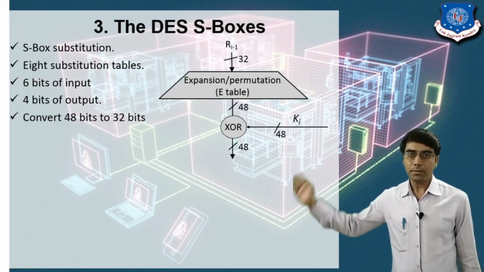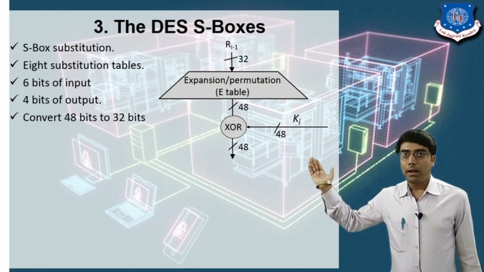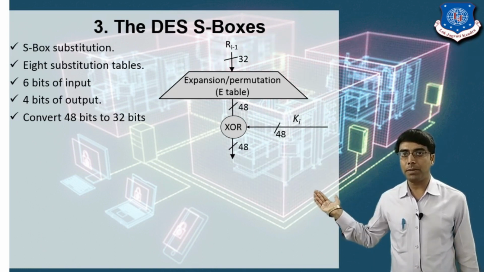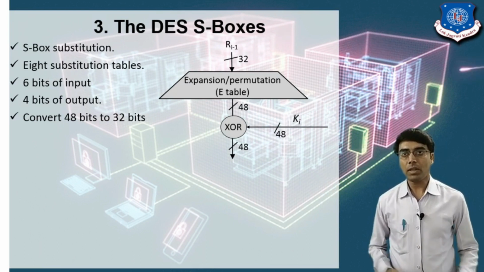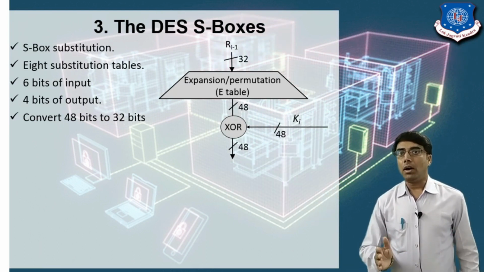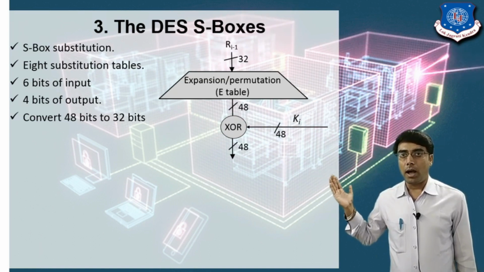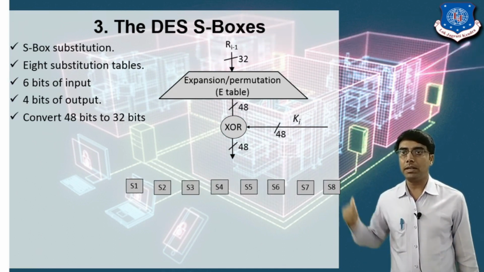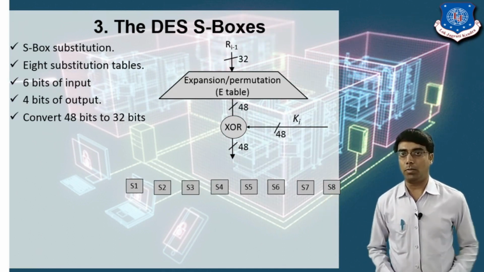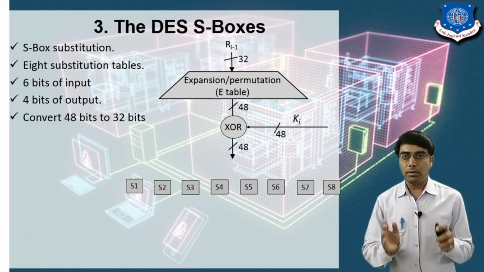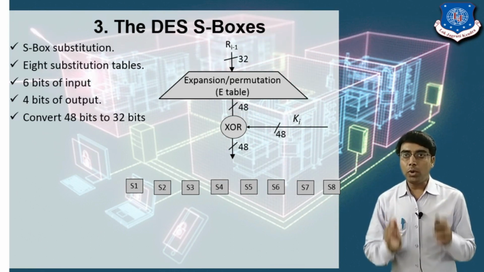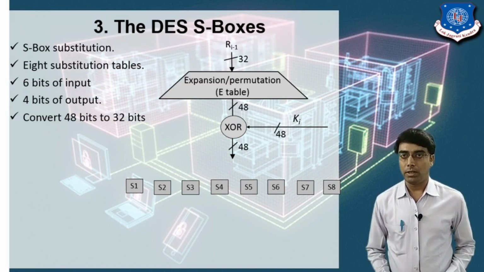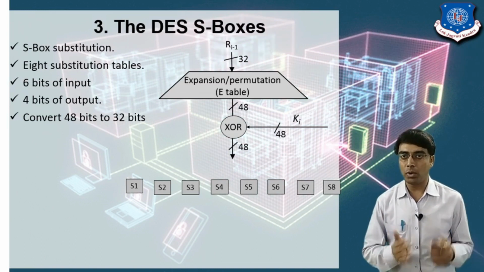So how? Let's see. We expanded the right half, 32 bits. We apply the expansion permutation, which generates 48 bits. Now apply the XOR operation with the key on the output generated from the expansion permutation. After applying this, it generates a 48-bit output. Now our goal is to convert the 48 bits into 32 bits. With the help of the S-box, we will convert 48 bits into 32 bits.